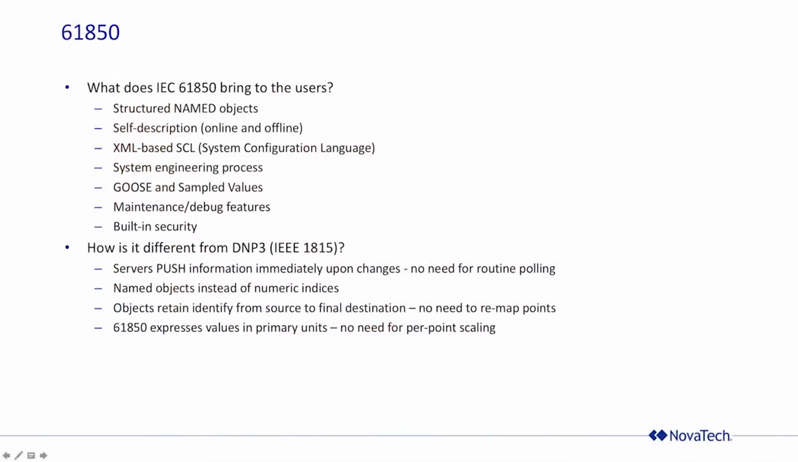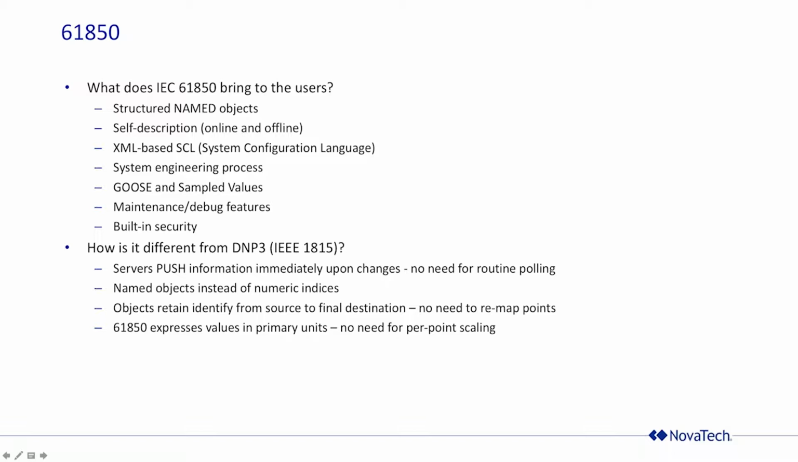61850 also offers a large wealth of maintenance and debug features so that when you're commissioning a system, you can easily figure out what's communicating, what's not communicating, which objects are moving from place to place, which ones aren't getting to their destination. 61850 also has built-in security through the 62351 suite of standards. That's IEC 62351. So how is it different from traditional protocols such as DNP or Modbus for that matter?